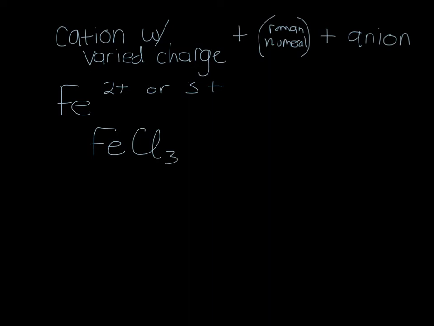There's a 3 after that. The way we're going to name that is by saying iron, and then we put a Roman numeral in the middle of it. And we get the Roman numeral from looking right here. This is the charge, the type of iron it is, if you will. And then it is chlorine, so chloride again.